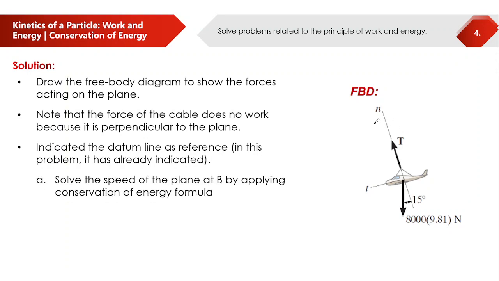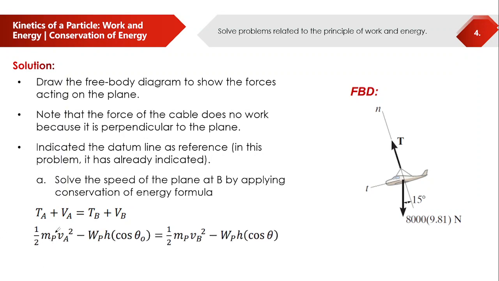Okay? So solve the speed of the plane at B by applying the conservation of energy formula. So let's solve this. So 1/2 m sub P V sub A squared, these are the initial terms, minus W sub P, or the weight of the plane, times H cosine theta, initial, no? Is equal to 1/2 m sub P V sub B squared minus W sub P H cosine theta. Note that V sub A is 0 since it is initially at rest at 60 degrees.